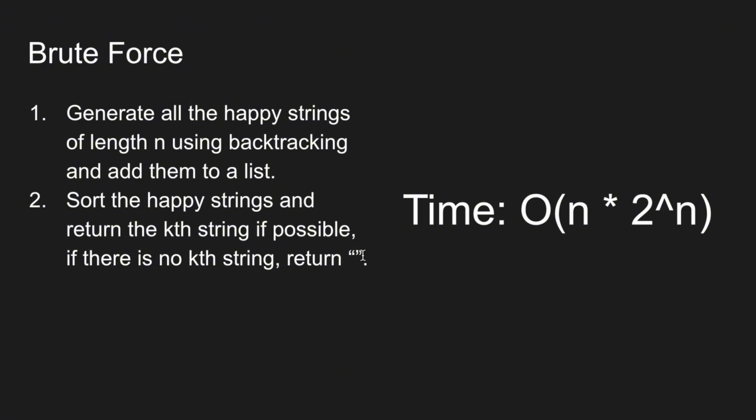So the time complexity of this approach would be O of n times 2 to the n. Because of backtracking, it will take 2 to the n time to generate a happy string. And since we want to generate all of them, there will be n happy strings. So the time would take n times 2 to the n. So there's actually a much more efficient way to solve this problem, and we'll go over that way right now.